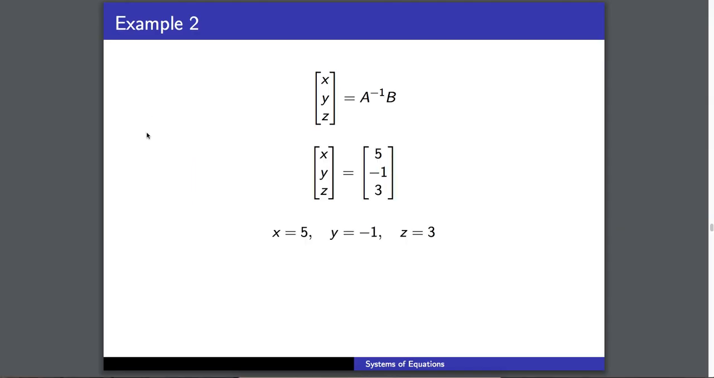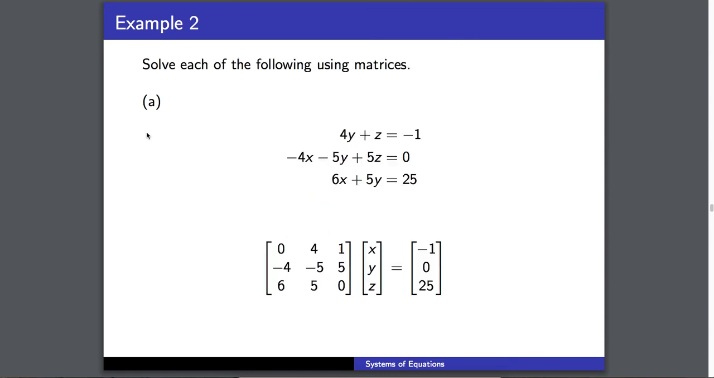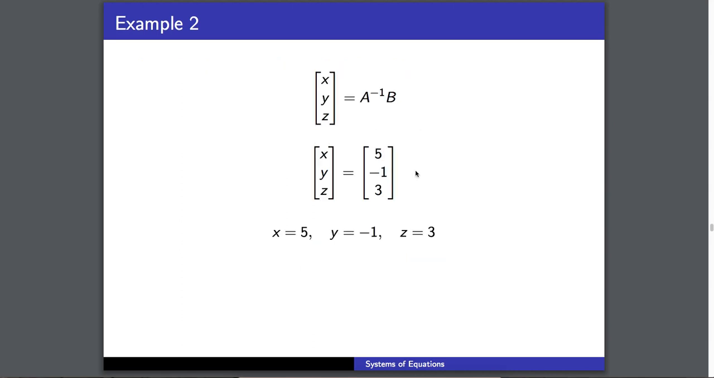And those are our values for x, y, and z. So if we go back to our original problem, if we plug a 5 in for x, a -1 in for y, and a 3 in for z, it's going to make each of these 3 equations true. So again, now we have x is 5, y is -1, and z is 3.